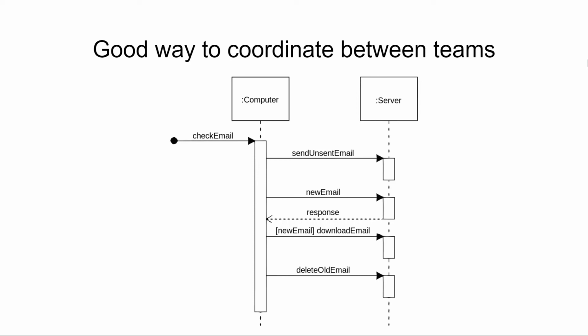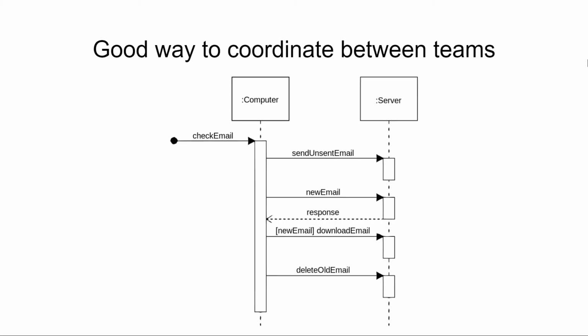Like for example, if you're making an app for sending emails, you might have two teams, one working on the program side of things, one working on the server side, and they're gonna wanna agree on how they're gonna do it. You might say they could use an object diagram for it, but an object diagram has a lot of information there that you do not need.